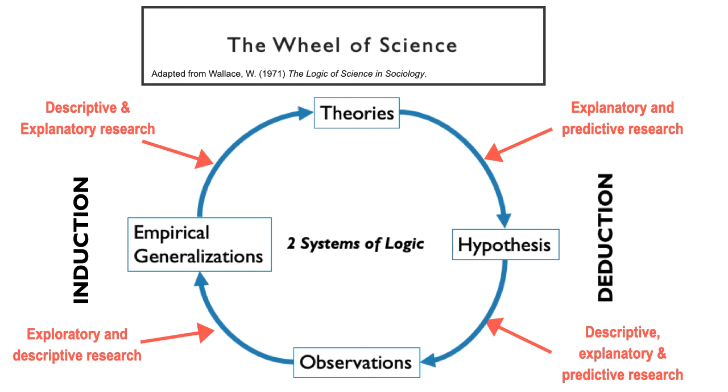We can also use the wheel of science and the two systems of logic to explain in very broad strokes why some researchers tend to prefer certain research approaches and why they might prefer to tackle certain types of research objectives.